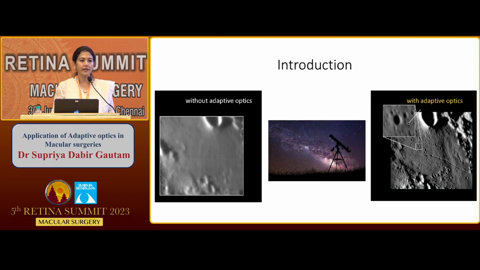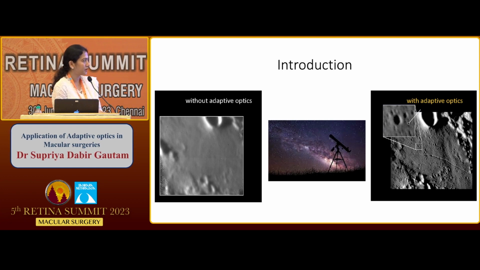So what is adaptive optics, and how did it come into ophthalmology? It was first adopted by astrophysicists when they were using telescopes to look at distant objects. This is how images of distant satellites and planets appear without adaptive optics. And when you use telescopes with adaptive optics, it removes the aberrations in the atmosphere, and you can see far away structures very clearly.